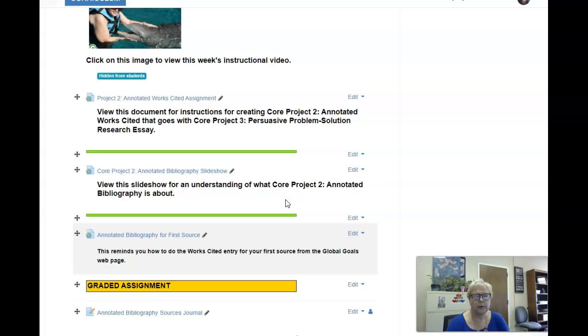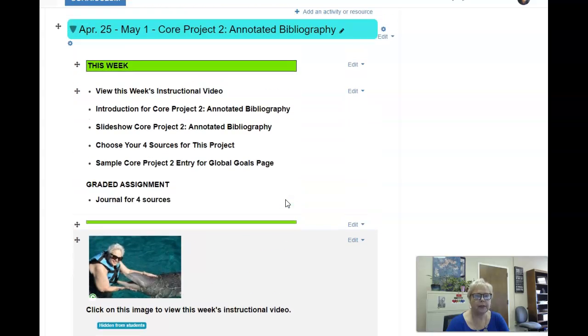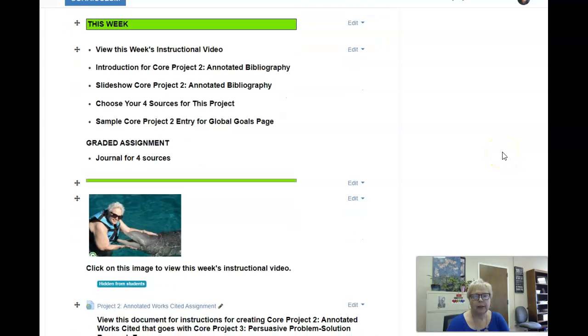Next week, we're going to talk about the introduction paragraph that goes with this, and you'll be putting your annotated bibliography together to submit for a final grade next week. So that's what you're doing this week. If you have any questions as you're working on it, let me know, and I'll be glad to help you with it. And I'll see you next time.